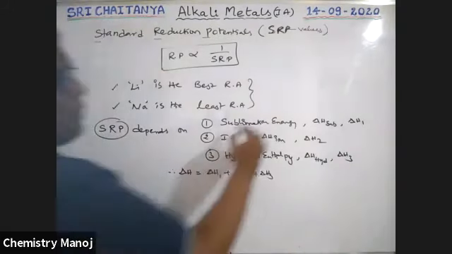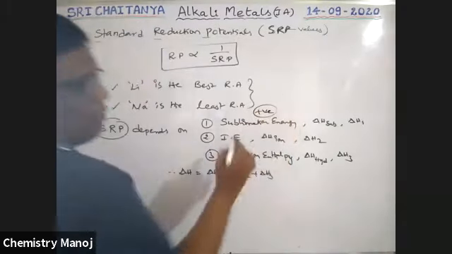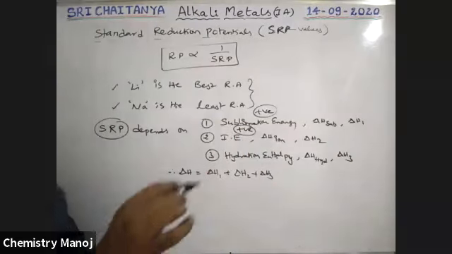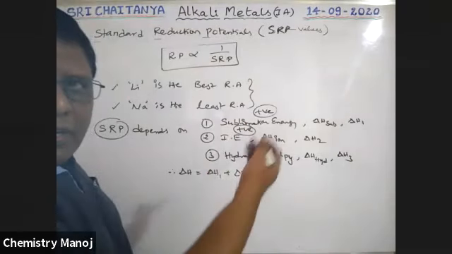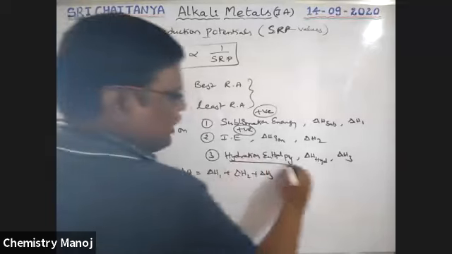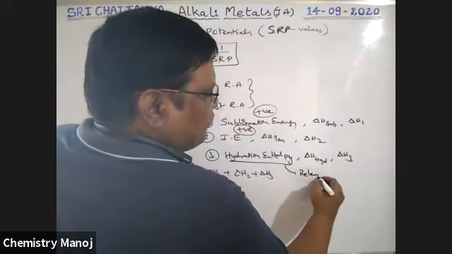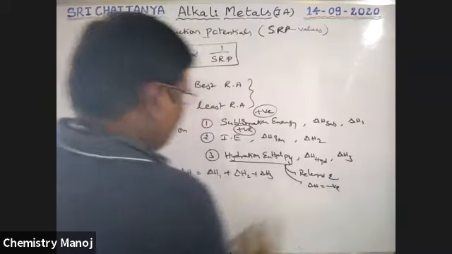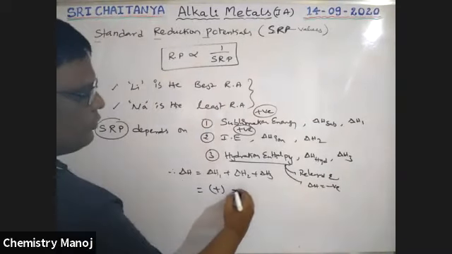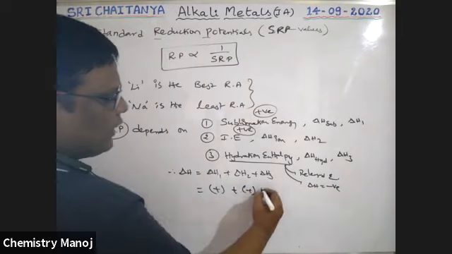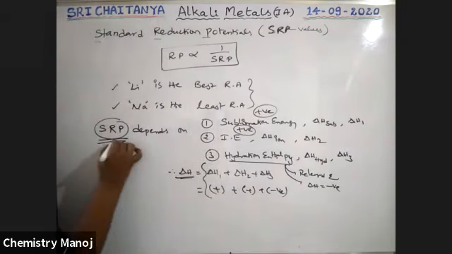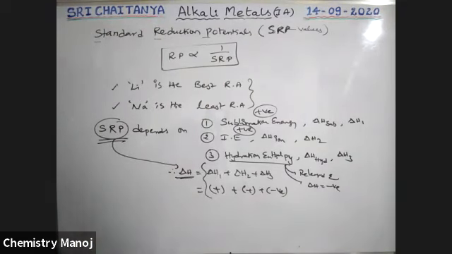Sublimation energy is positive, it is energy absorbed, an endothermic process. Ionization energy is positive, energy is absorbed, so that is also endothermic. To remove an electron, energy is required. Hydration energy is released energy, so it is negative. Overall, the SRP value depends on this delta H value.